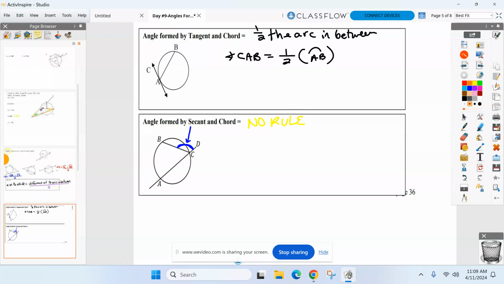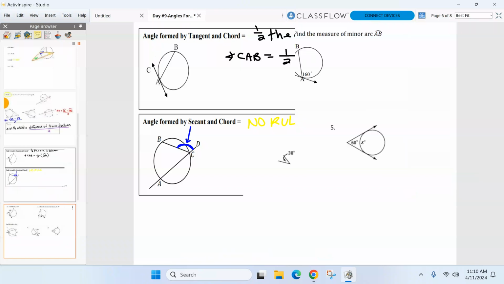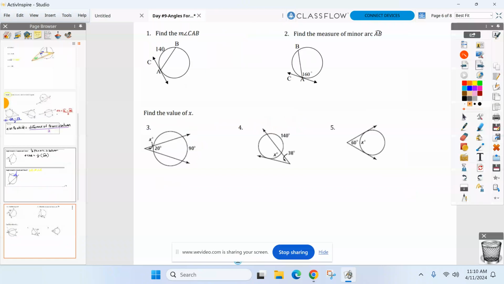Central, inscribed, floater, angle on the outside, two tweeners. I have given you every angle you could possibly see in a circle, every angle you can now find. Now it's just a matter of practicing this.